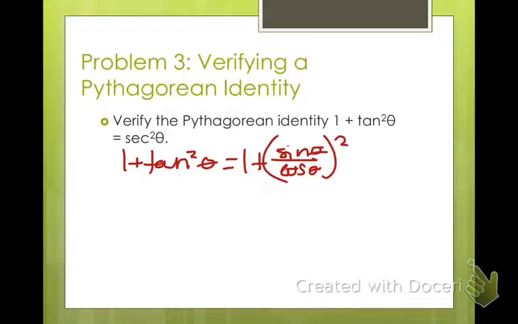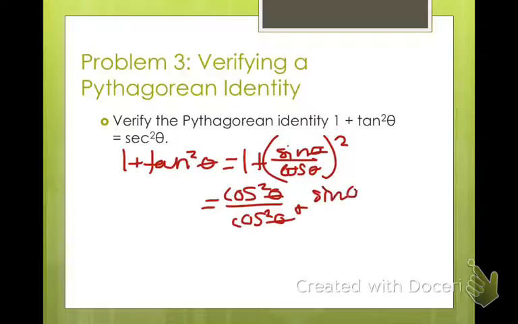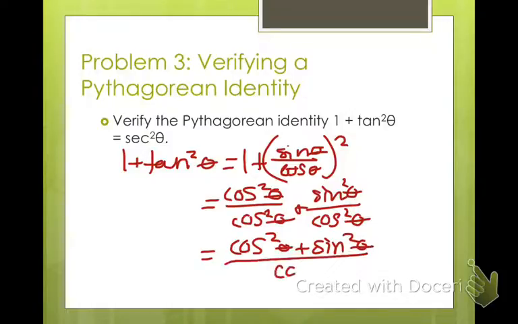And we know that sine squared over cosine squared, we could rewrite 1 as cosine squared theta over cosine squared theta, so that we can add these together. Sine squared theta over cosine squared theta. So adding these together, cosine squared theta plus sine squared theta over our common denominator, cosine squared theta. And cosine squared plus sine squared is 1. So 1 over cosine squared theta. That equals secant squared theta.